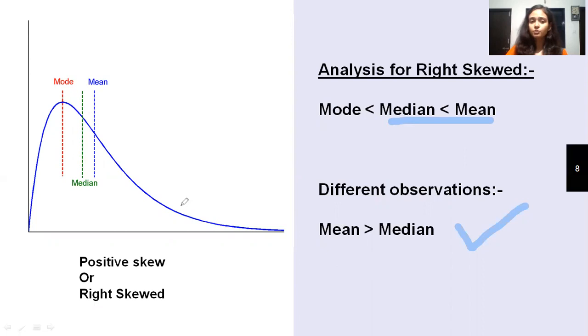So this is my right skewed graph. Why is it right skewed? Because I have a long tail over here which is towards the right hand side. So it is called the right skewed graph. Now we will see the next.